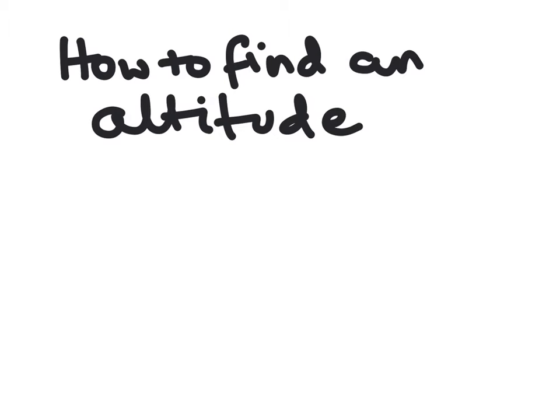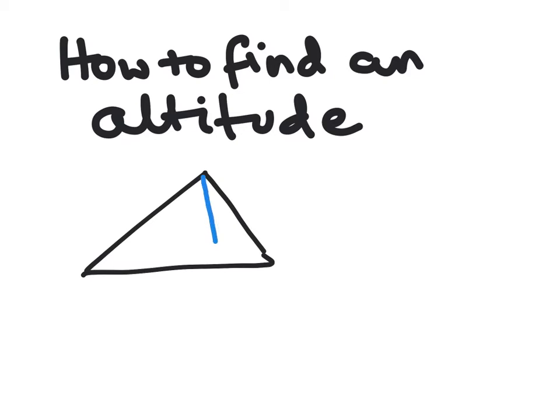Okay, this little video will show you how we work out the equation of an altitude in a triangle. Now the first thing we need to know is what we actually mean by an altitude. If we take a triangle similar to the one I've drawn, then the altitude is a line from one corner which goes straight across and makes a right angle with the opposite side.